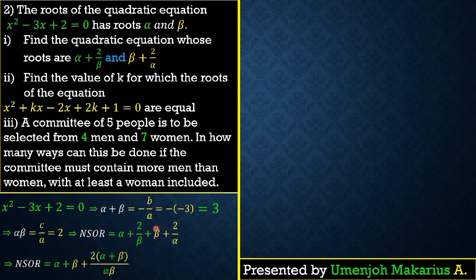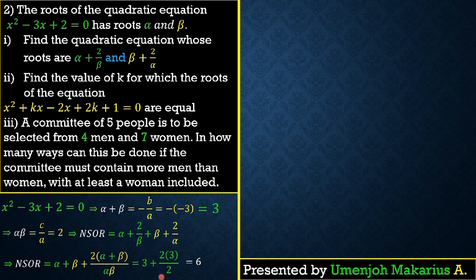Combining the terms, guys, and simplifying 2 over beta plus 2 over alpha, we are going to have alpha plus beta plus 2 into alpha plus beta over alpha beta. What is alpha plus beta, guys? It is 3. What is alpha beta? It is 2. So simply putting all the values, we are therefore going to have 3 plus 2 into 3 over 2. Simplifying that, we have 6.